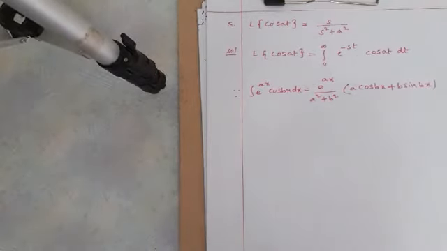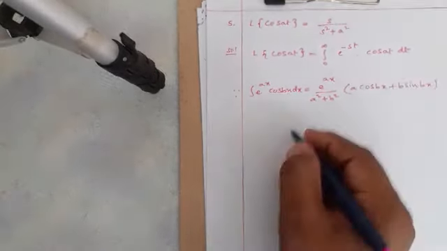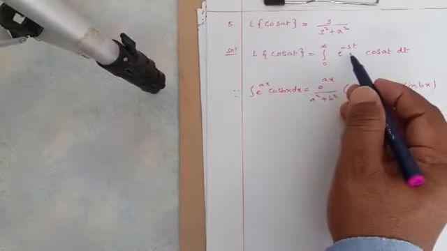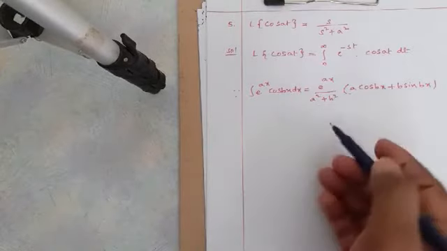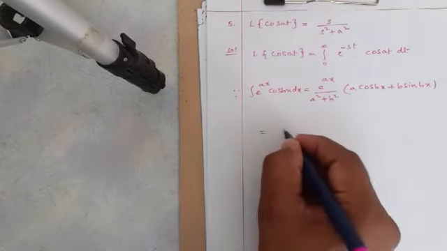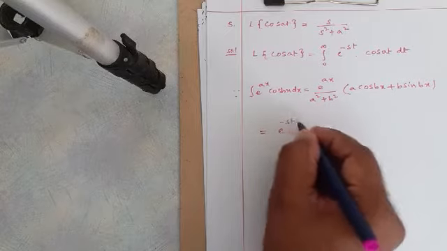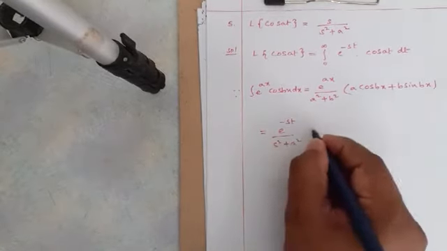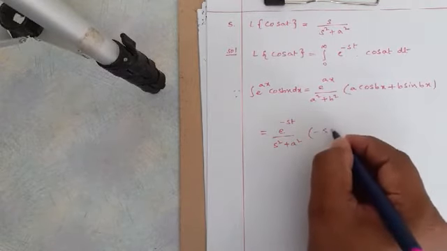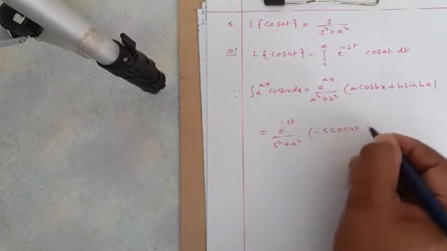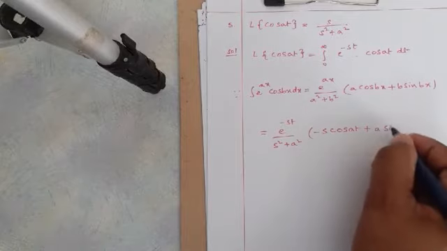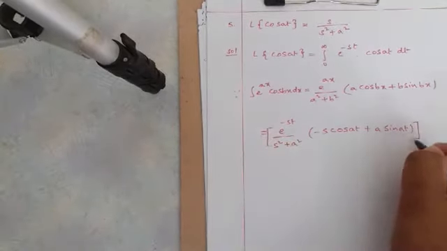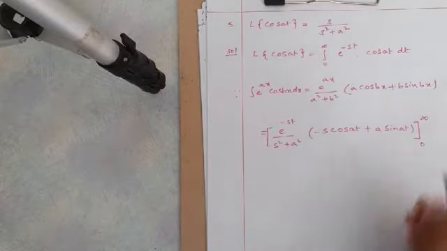Now when you apply this, as I have told you just now, a is nothing but minus s, b is nothing but a. When you apply in the formula, you will get e power minus st upon s square plus a square, and in bracket you will get minus s cos at plus a sin at, and then close the bracket and apply the limit. Limits are 0 to infinity.